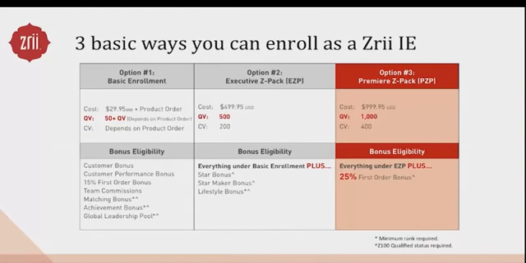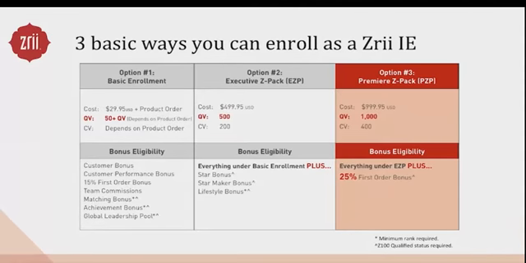To get paid as a Zrii independent executive, you must have active status. You maintain active status by paying an annual membership fee of $29.95. When you enroll as a Zrii independent executive, the fee is a part of the enrollment process and keeps you active for exactly 1 year. No matter what level you enrolled at as a Zrii independent executive, you'll want to make sure that you're eligible to get paid every single week.